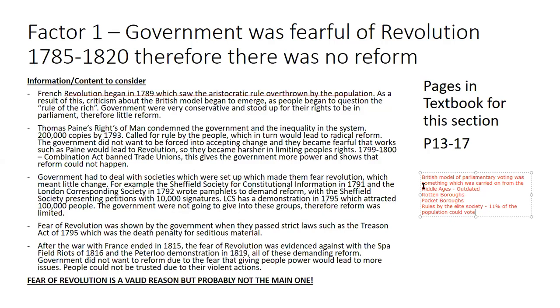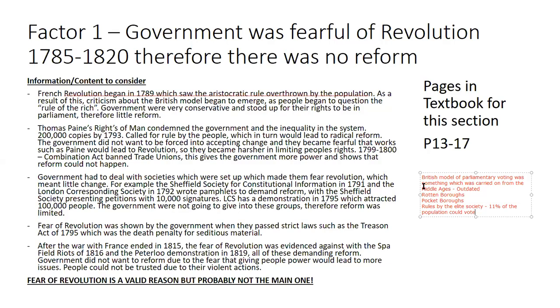So this concept of revolution in France got people thinking whether the model in Britain was correct or not. This led to little reform because the government were very conservative, but you could argue that the fact that the government stood up for themselves, sort of dug their heels in and said it was their right to be in Parliament, does suggest that revolution was the reason for little reform.